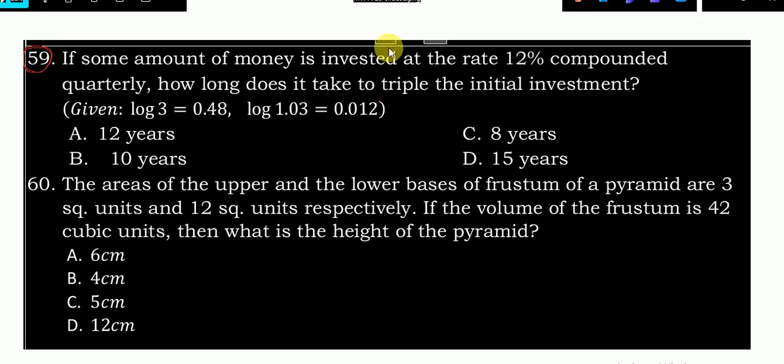Okay, nothing is said about interest. It should have been included here somewhere. The interest rate is 12%, and it's compounded 4 times per year.